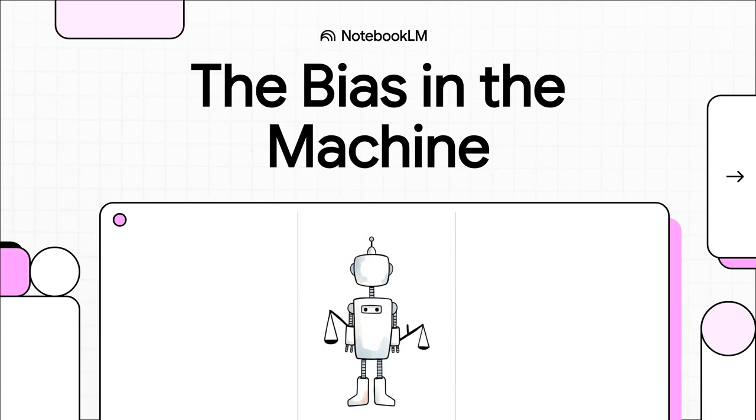Welcome to The Explainer. Today, we're digging into something really fascinating, the bias in the machine. We often think of AI as this impartial, logical thing, right? But what if I told you it's inheriting our prejudices?